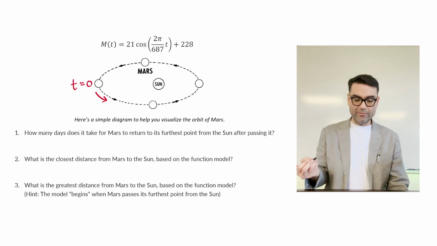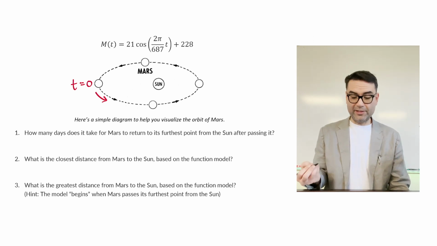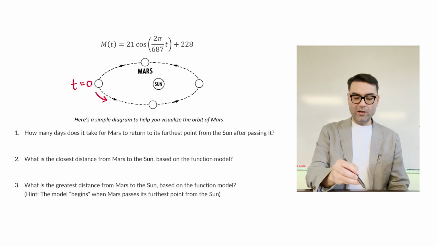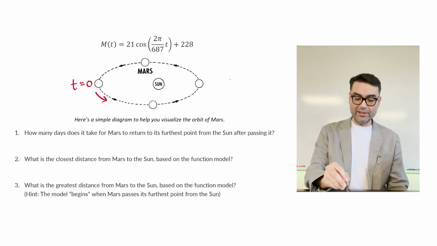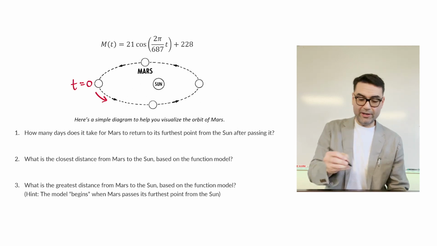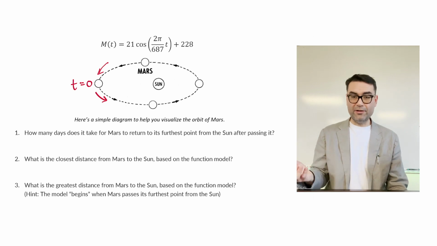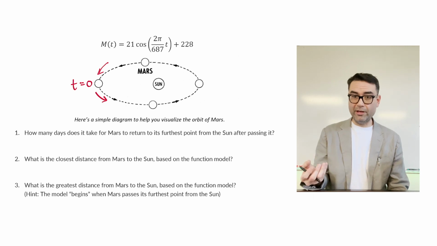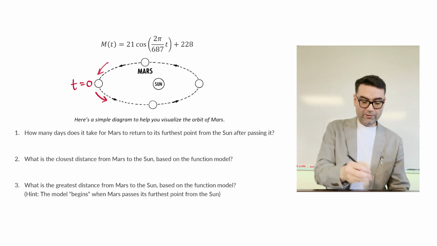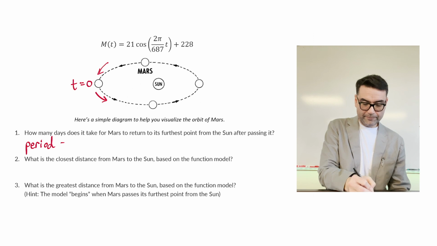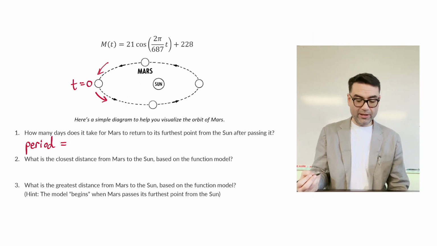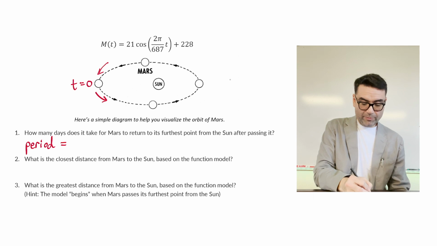So how many days does it take for Mars to return to its furthest point from the sun after passing it? Basically, they're asking us, after t equals 0, how many days does it take for it to revolve completely around the sun, so when it finally returns back to this original point. In periodic functions, such as sine and cosine, this is known as the period. So since it's a cosine function, we're looking for the period of this cosine function. Well, period has a formula, which in radians is 2 pi over the frequency of the periodic function.